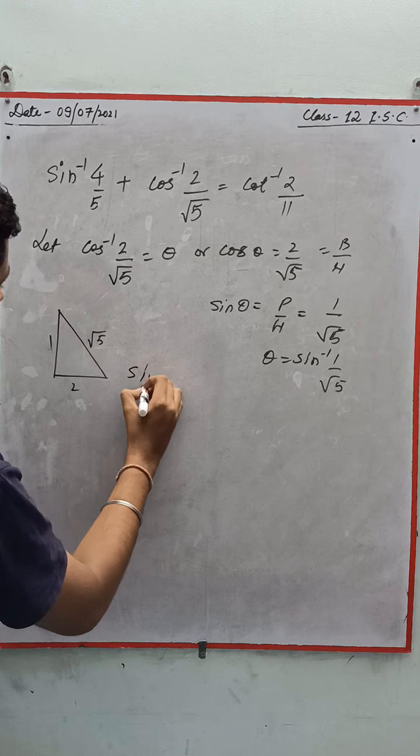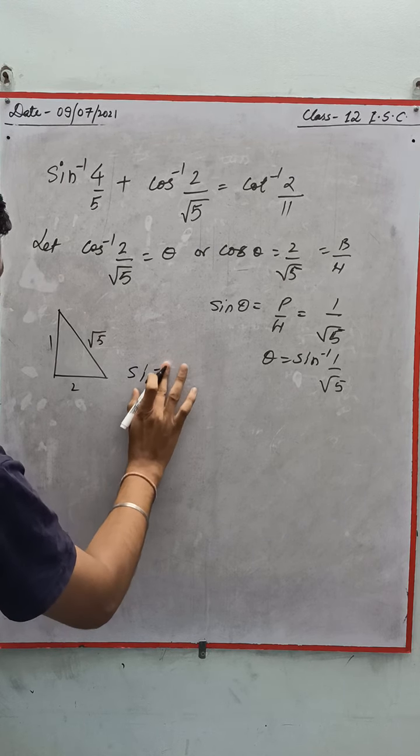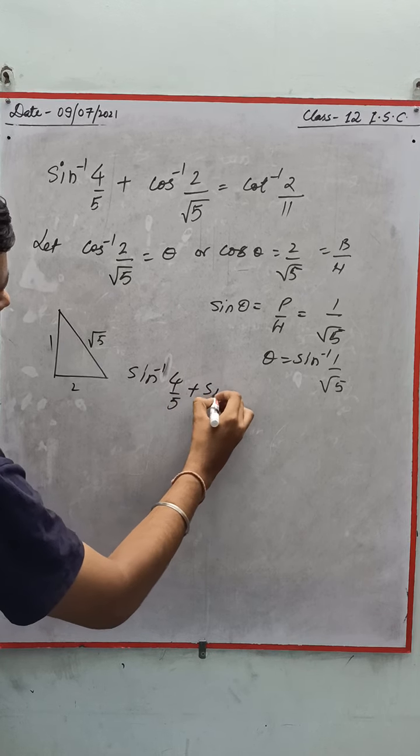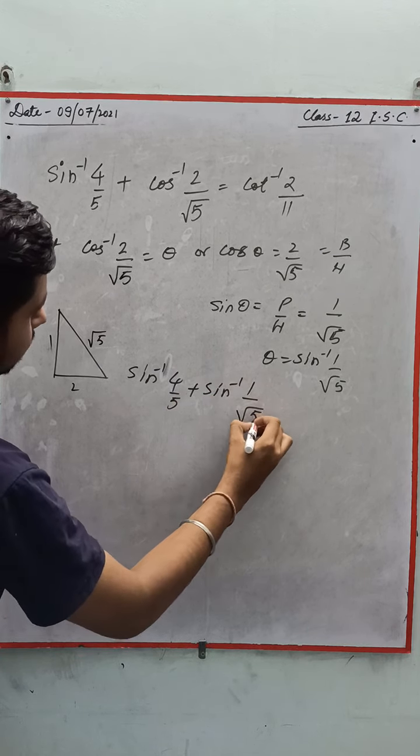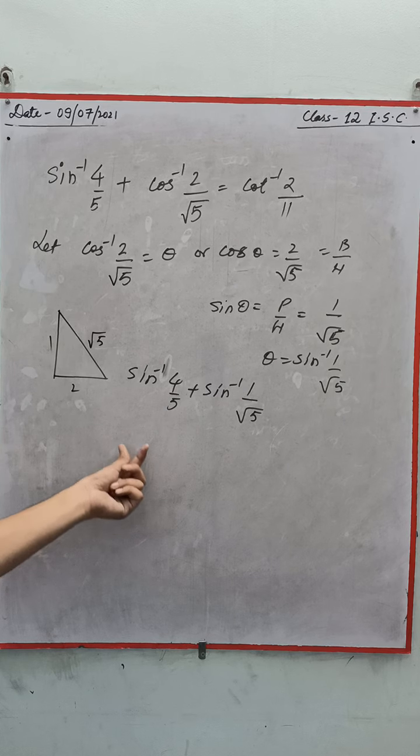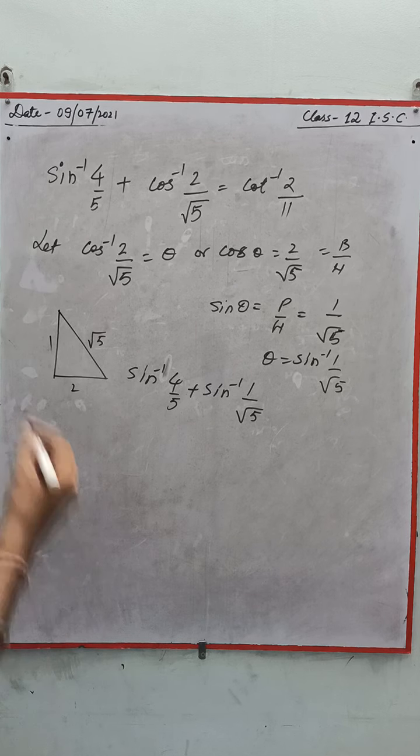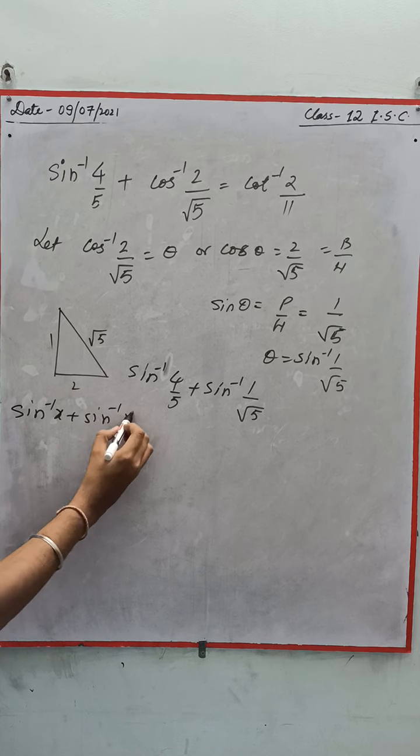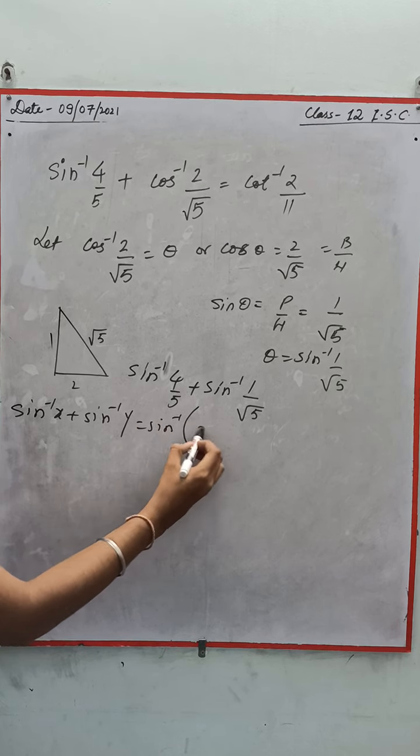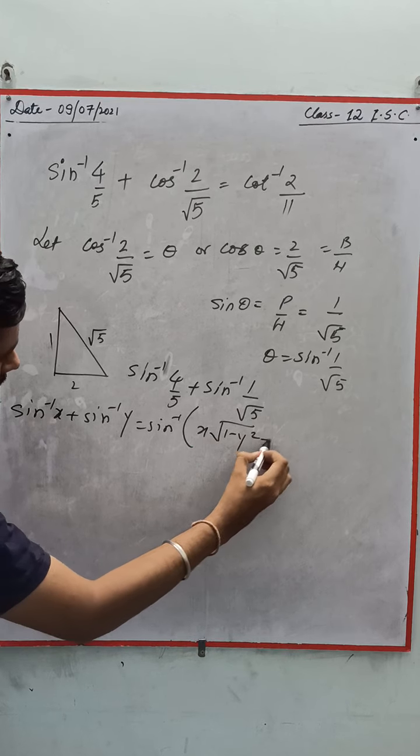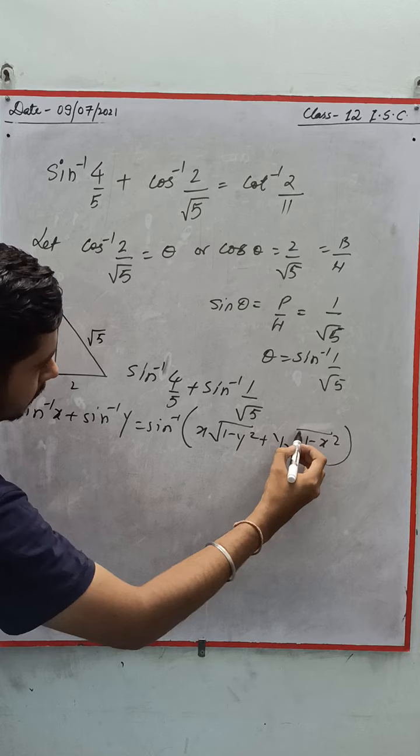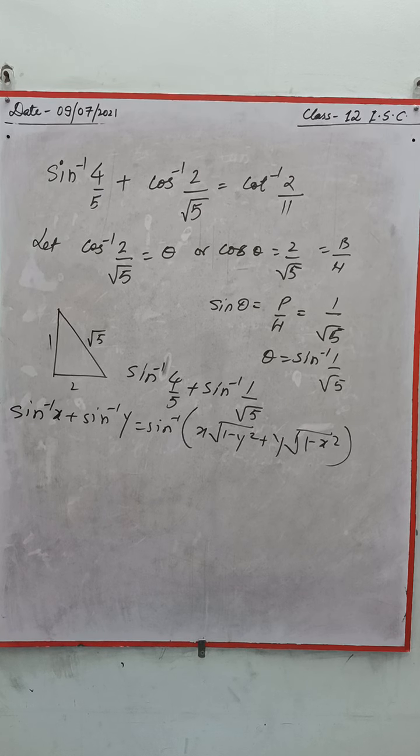So on placing it, it will be like this: sine inverse 4 upon 5 plus sine inverse 1 upon root 5. Now can we use the identity sine inverse x plus sine inverse y? What is the identity? If you are remembering, sine inverse x plus sine inverse y is equal to sine inverse x root 1 minus y square plus y root 1 minus x square. I hope you remember it.